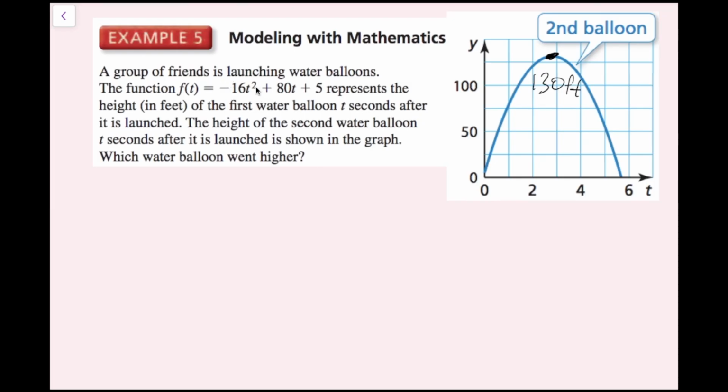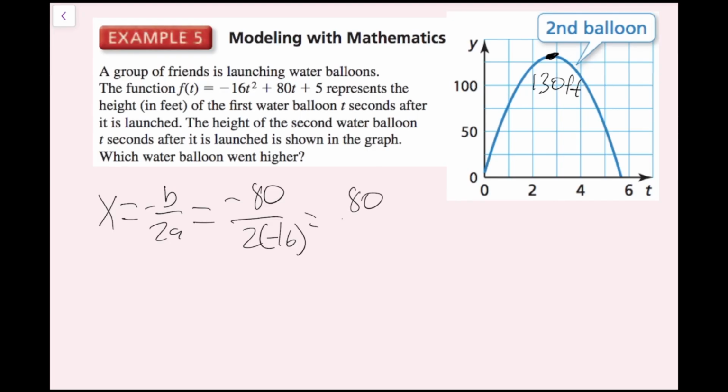So to find the x value of my vertex, I'm going to have negative b over 2a, so x equals negative b over 2a. And then I'm going to plug this value back into the function to find the highest point that the water balloon was at. Anyway, I'm going to plug my values in. Well, b is 80, so I'm going to get negative 80 over 2 times a, which is negative 16. So this becomes 80 over 32.